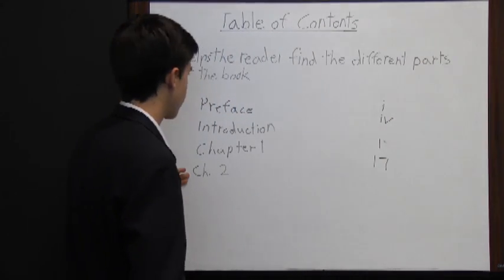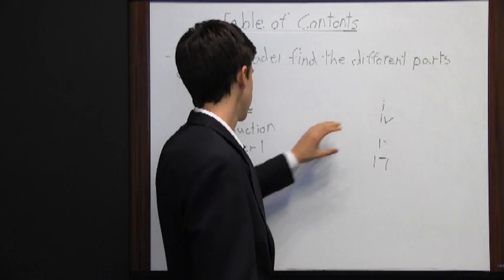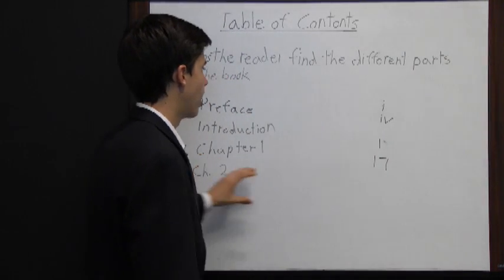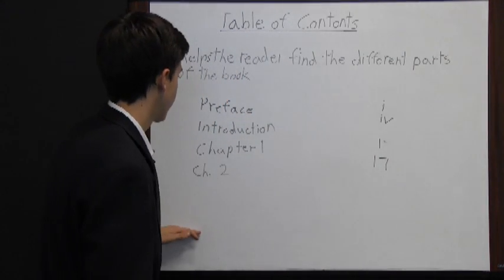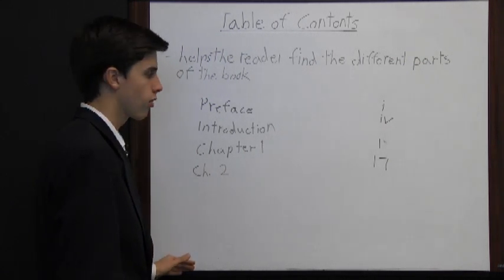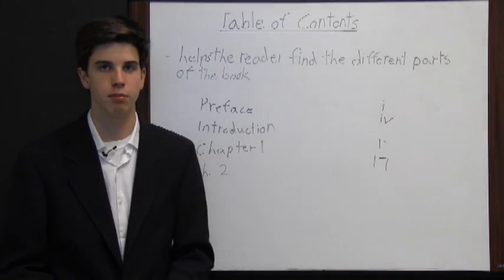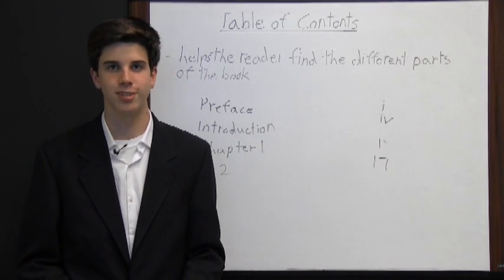So this is what a table of contents would look like, with the introductory material at the top, generally with Roman numerals, and then the meat of the book in the middle, in chronological order as you move throughout the book, chapter 1 coming first, and chapter 2 all the way throughout the book, with the page numbers over here. So a table of contents can be very helpful, so be sure to use them.